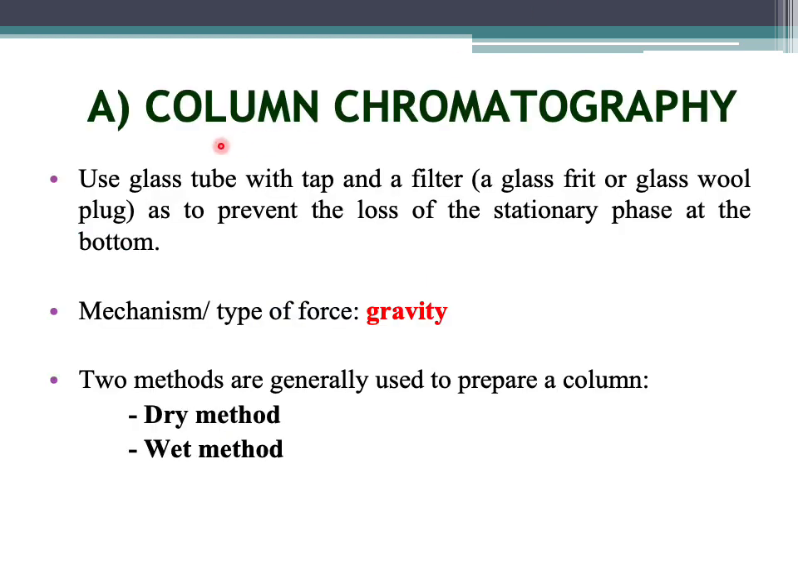Okay, for the first one, column chromatography. So, use a glass tube with tap and a filter, a glass frit or glass wool plug, to prevent the loss of the stationary phase at the bottom. Okay, there is a glass tube with tap and a filter. So the mechanism or type of force is we use gravity. Two methods are generally used to prepare a column, dry method and wet method. Okay, this is column chromatography.